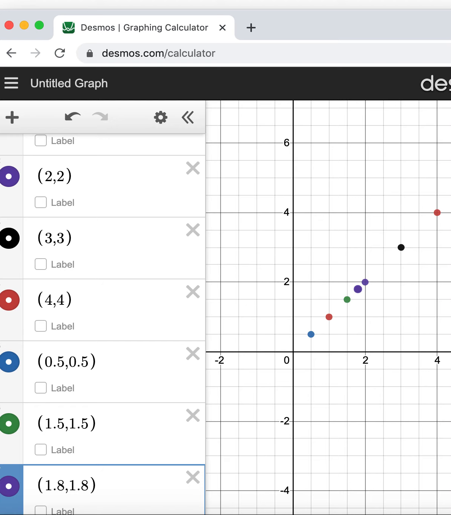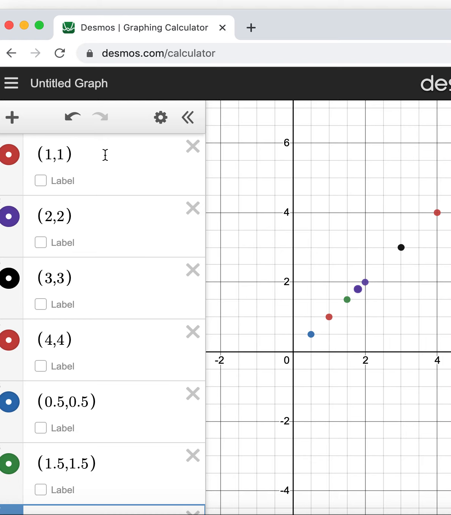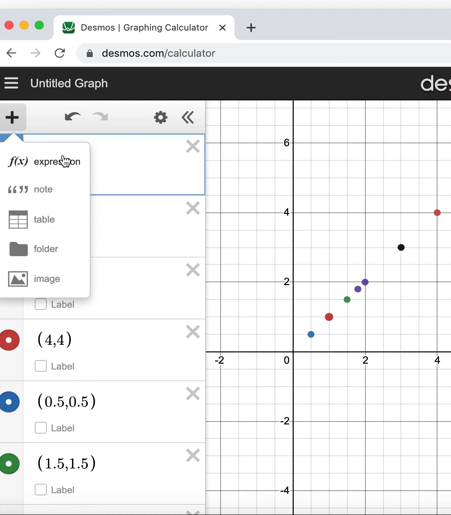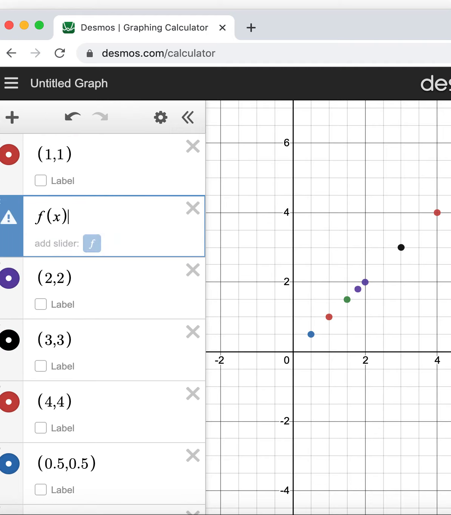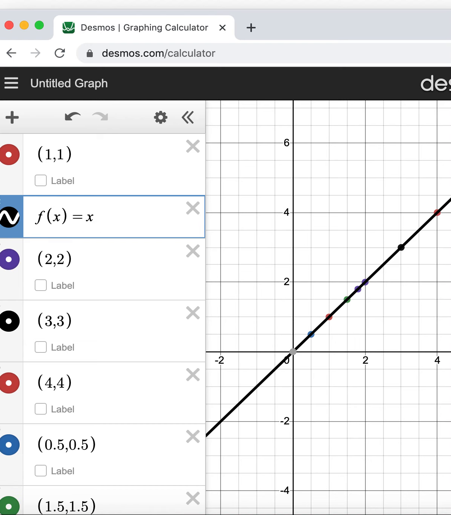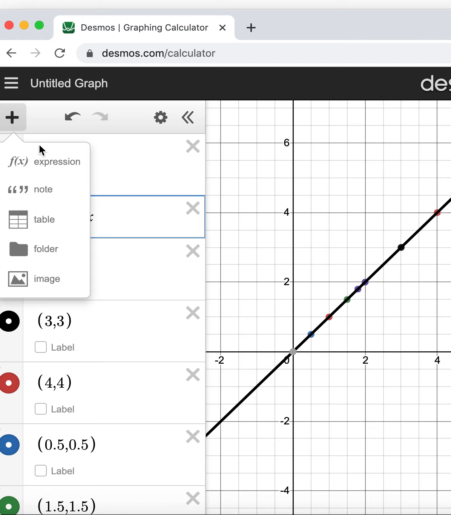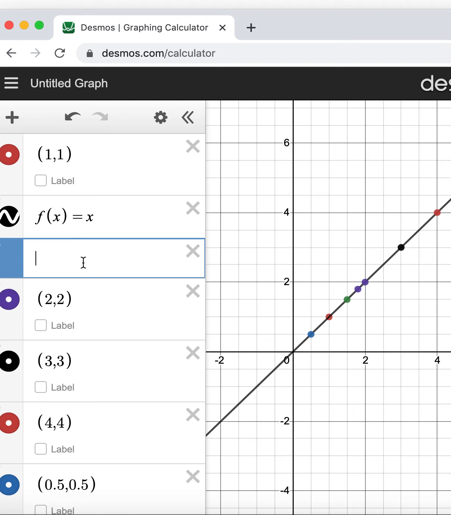What I'd like to do now is come up with a rule which connects all the points. Okay, so I'll do that here. The rule is f of x equals x. This is the function in a graphical form. And now I'd like to do the vertical line test on it. To do the vertical line test, all we have to do is type in a particular x location where we want to test it.